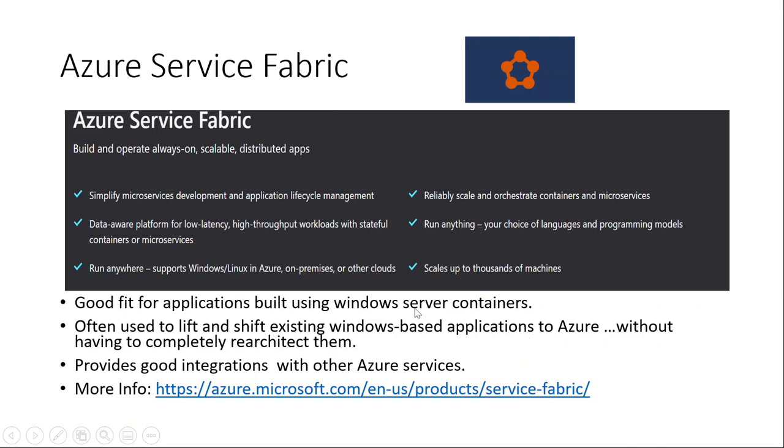We'll see more details, but it has been seen as a good fit for applications built using Windows Server containers. But it also supports Linux, on-premise and other clouds as well. And mainly it is used to lift and shift existing Windows based applications to Azure. So you will avoid complete re-architecting, and you can bring it to Azure. It provides good integrations with Azure services. I have a link which I will paste in the description, but there are other things which I want to show about Azure Service Fabric.